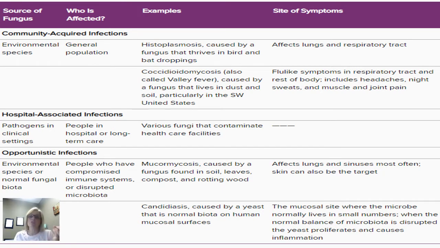And it was these opportunistic infections that helped lead them to figure out what was really going on and helped us to discover HIV.